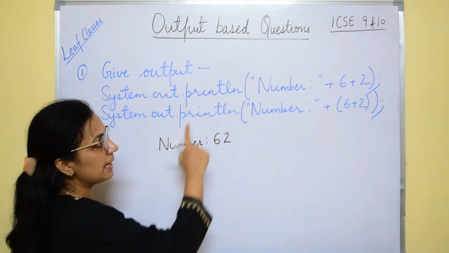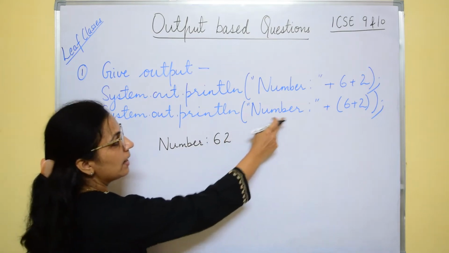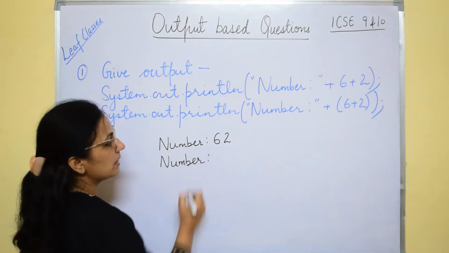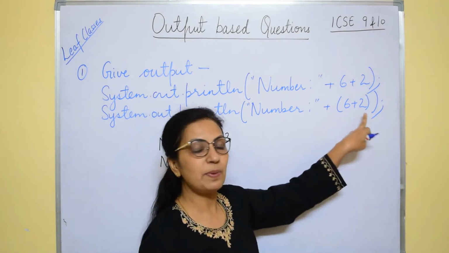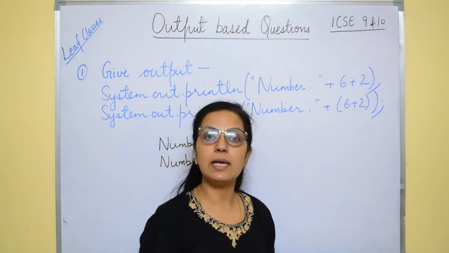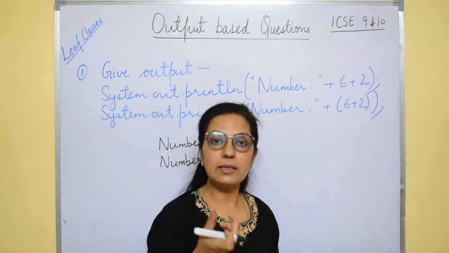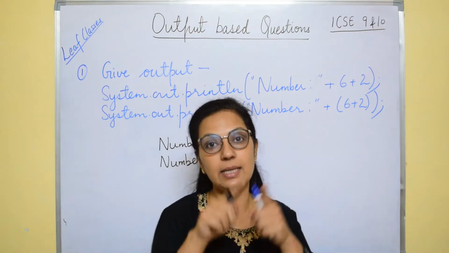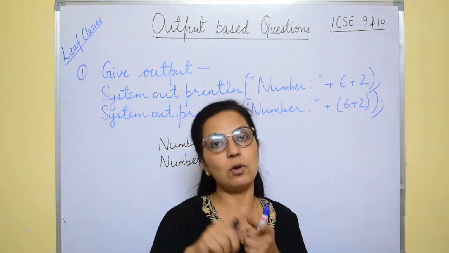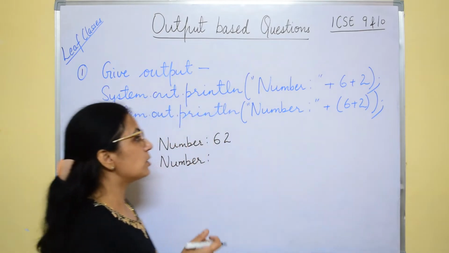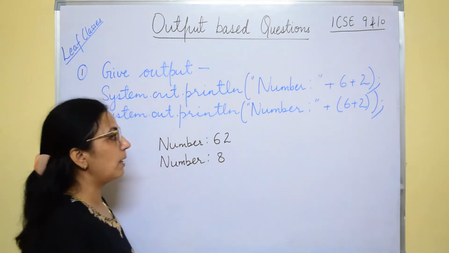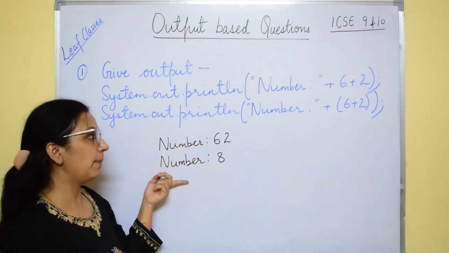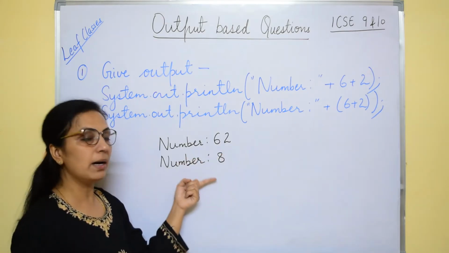Then since it is println, the cursor will be shifted to the next line. What is written in double quotes, Number, will appear as it is. Now here also 6 plus 2 is there, but 6 plus 2 is enclosed within brackets, so this 6 plus 2 will be calculated first. Any calculation that you give after a string has to be enclosed within brackets. So 6 plus 2 is 8, and the output of this will be 8. So two print statements with println, and the output of this question will be Number: 62 and Number: 8.